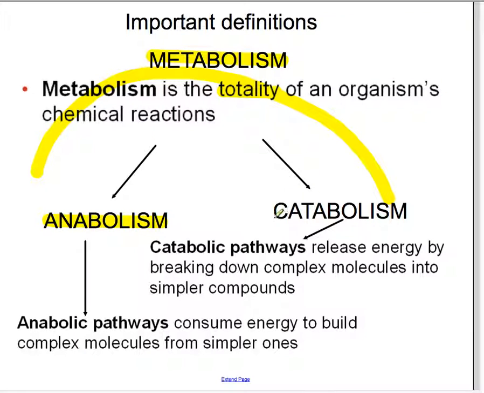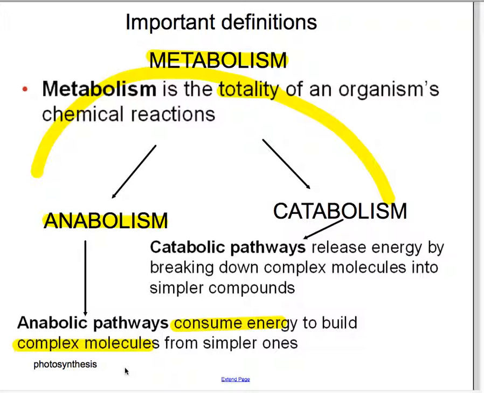Anabolism is where you're actually consuming energy and you're building complex molecules from simpler ones. So an example of that would be photosynthesis or protein synthesis. And those are where you're making larger complex molecules from simple ones, from your monomers.